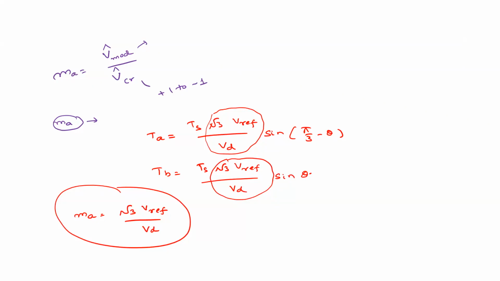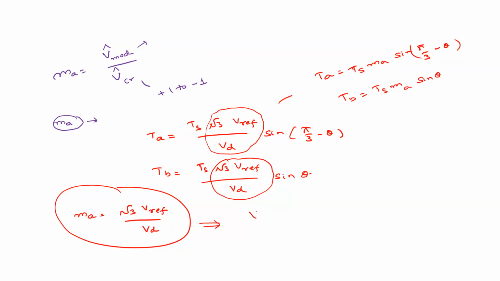Now TA will become TS into MA sine pi by 3 minus theta, and TB is TS into MA sine theta. So this MA is defined as root 3 V reference by VD. Why exactly we define this one, we will discuss now.